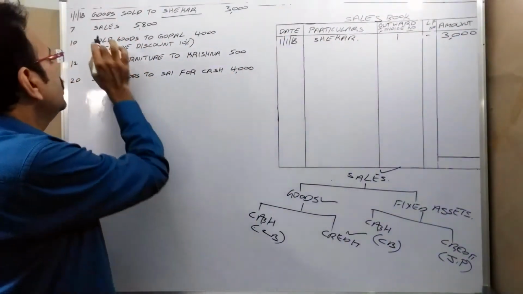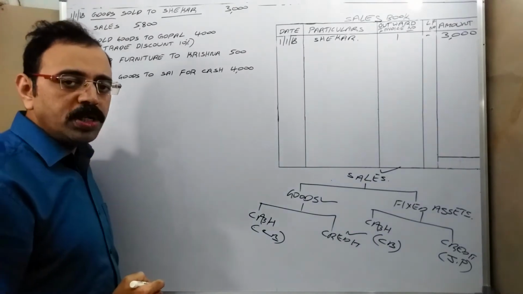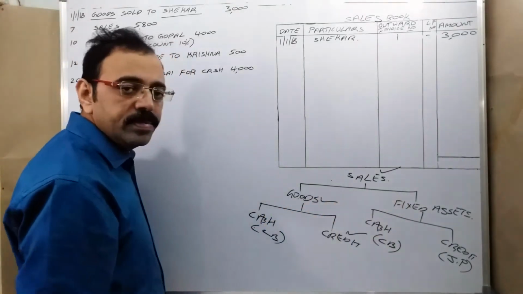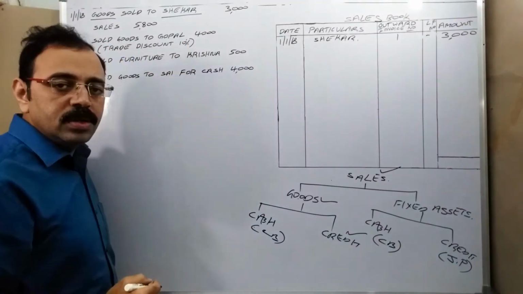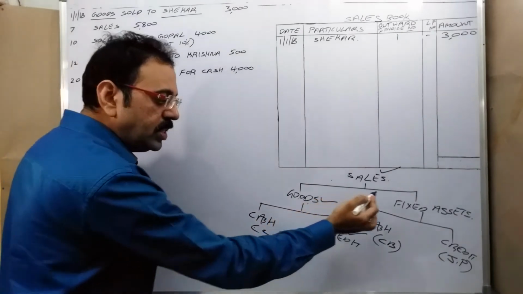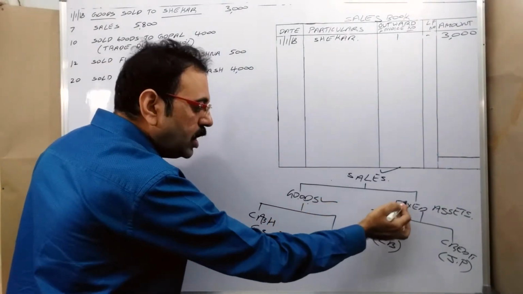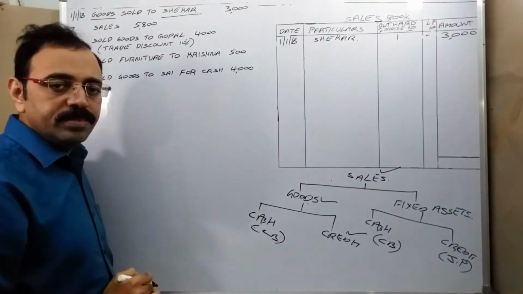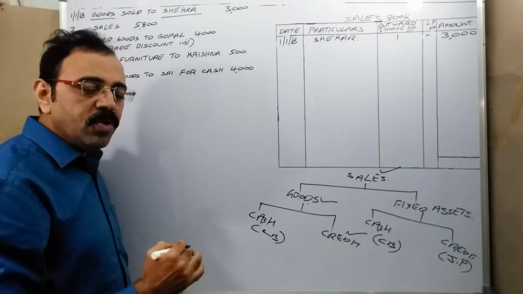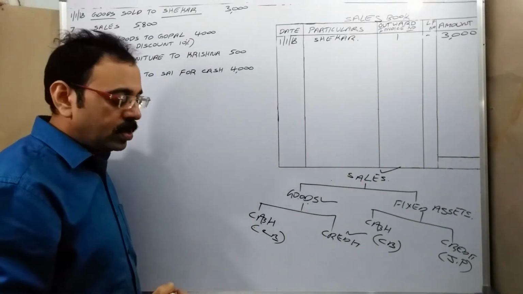Then the next one, sales. Two points we should observe. First one, what we are selling. Nothing is given. Then regularly what do we sell? Goods. If a fixed asset is sold, compulsorily that asset name will be given. Since the asset name is not given, we have to assume that we are selling goods.